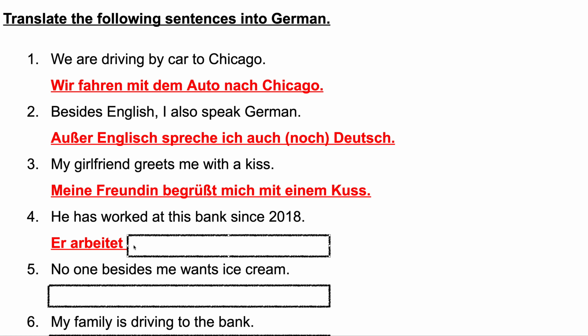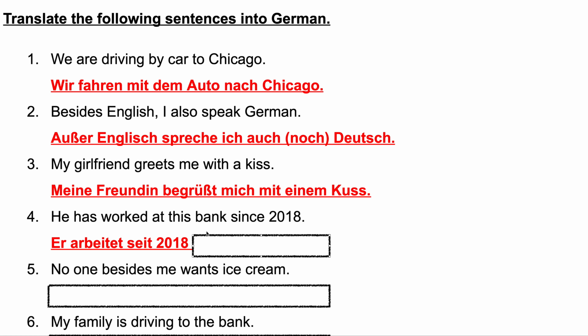Then we have to have time, manner, place. Since time, which would be since 2018, goes first, we have to worry about that one first rather than at this bank, which is the where, which is the place part of that. So we start off with since 2018. Since in German is seit, and then the year 2018. So arbeitet seit 2018. He works since 2018.